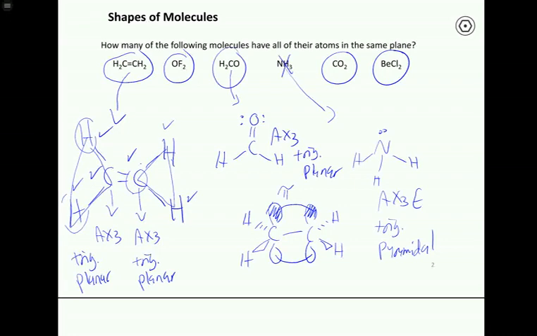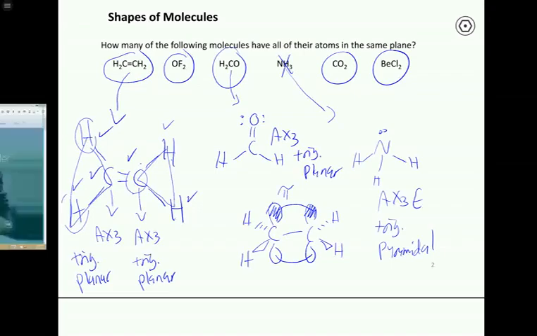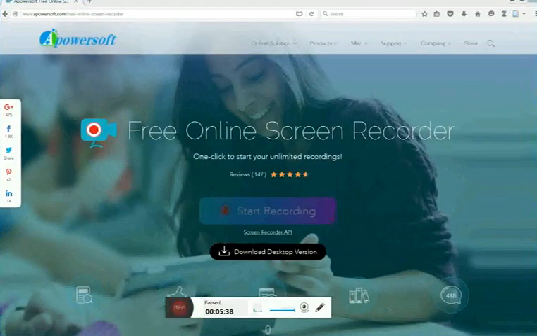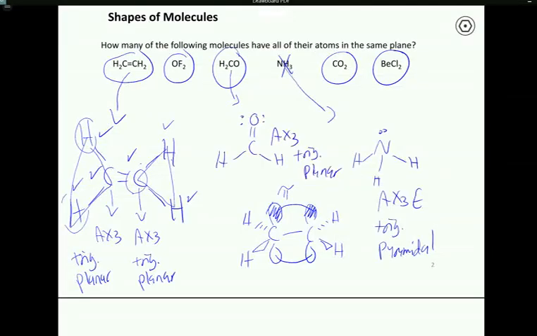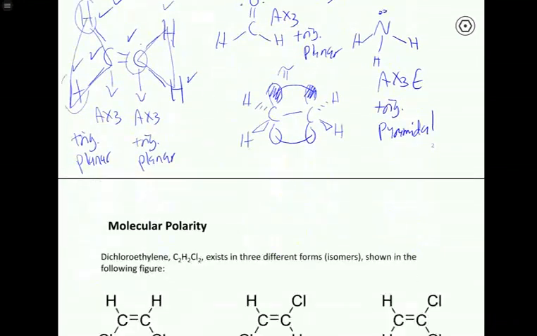For some of them, you could take a shortcut, but for others, we had to think about the structure in more detail. Okay, so 5 of these 6 molecules all have the atoms in the same plane.